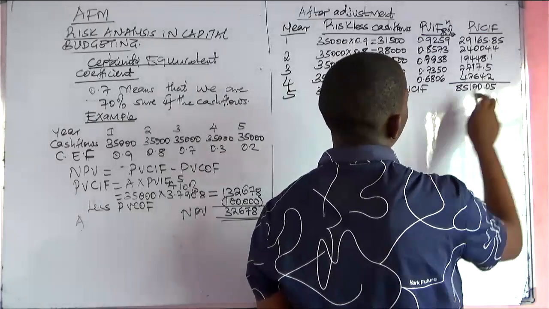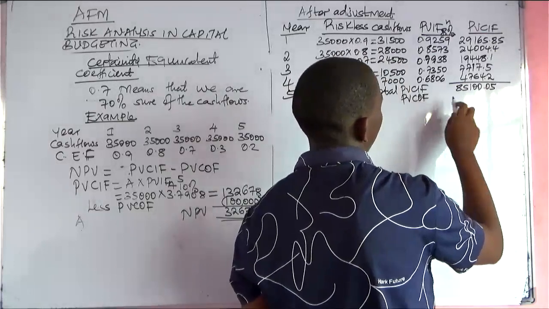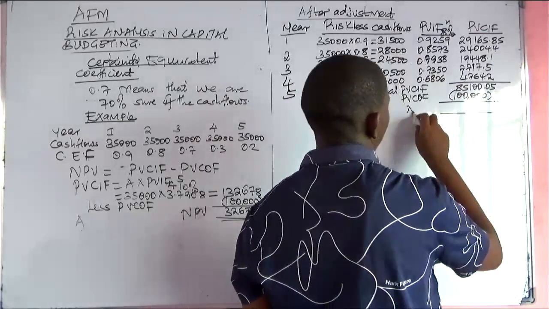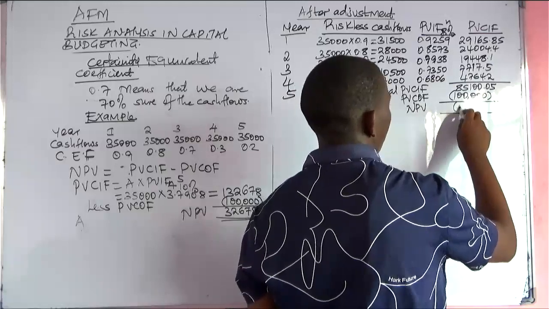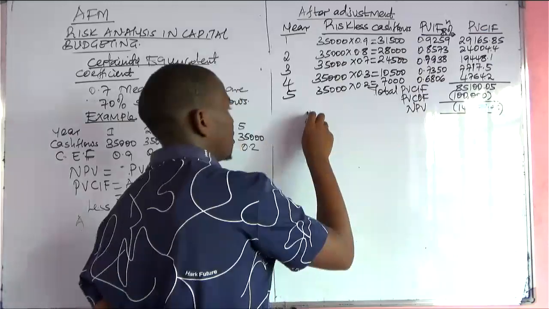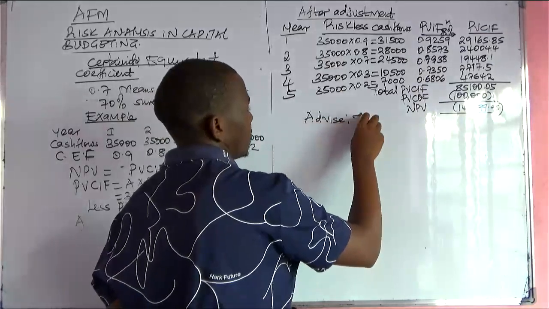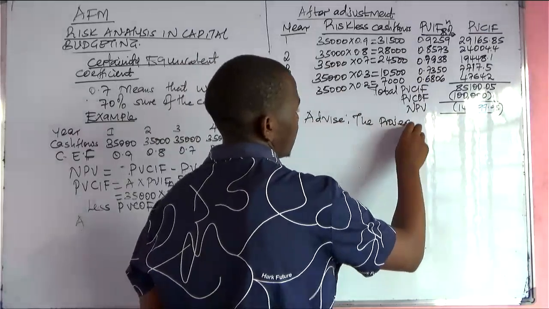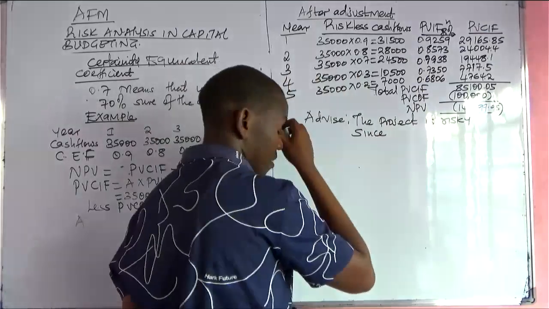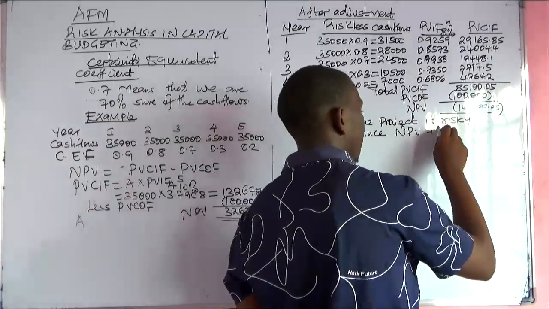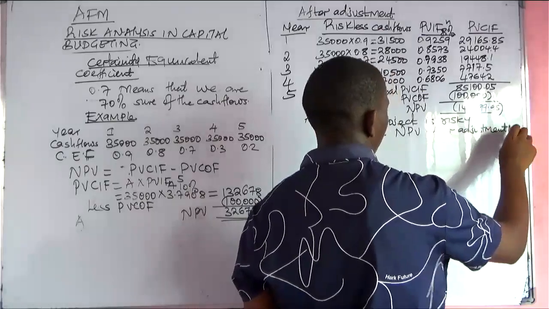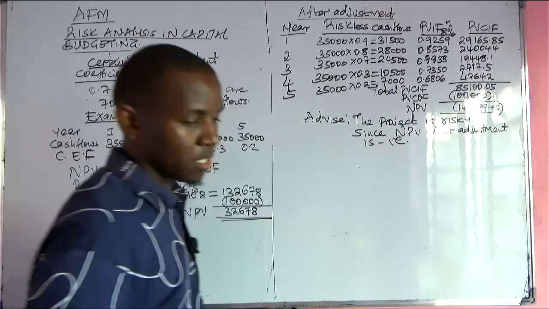What is our present value cash outflow? $100,000. What is our NPV? -14.9. And then the advice in this case: the project is risky, since NPV after adjustment is negative. That is how you do for that.